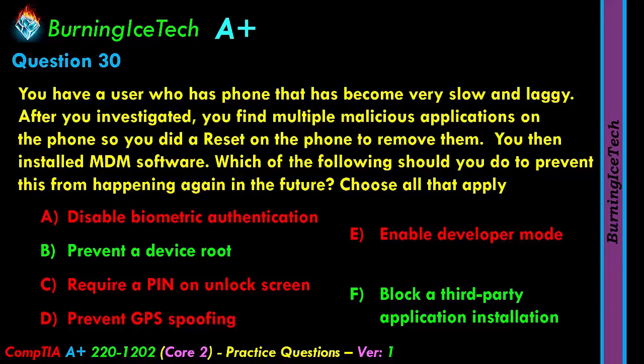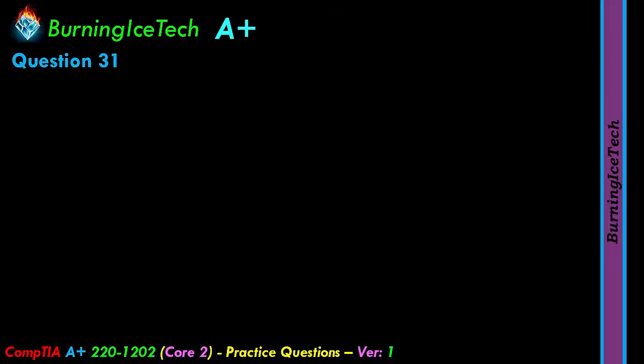So by blocking third-party application installations, I'm forcing the user to only use the applications that come with the device. Or at the very least, forcing them to use pre-approved applications that I've now vetted and approved. So if they go to any other third-party application and try to install it, it's not going to work. So that means, since they cannot install third-party applications, they cannot get any potential malicious software that might come along with these applications. Question 31.